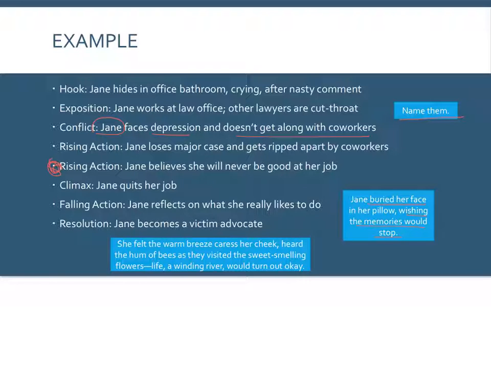And then combining a little bit of figurative and sensory detail here at the end in our bright resolution. "She felt the warm breeze caress her cheek, heard the hum of bees as they visited the sweet-smelling flowers." So what she can hear, what she can feel. And then we're also working in some figurative language. "Life, a winding river, would turn out okay," comparing life to a river. It's smooth, it's rough at different times, but in the end, it will be okay. And also the breeze is caressing her cheek. It is basically just giving her a gentle touch to indicate that it will all be okay. Personification there to help make this image even stronger and more positive.